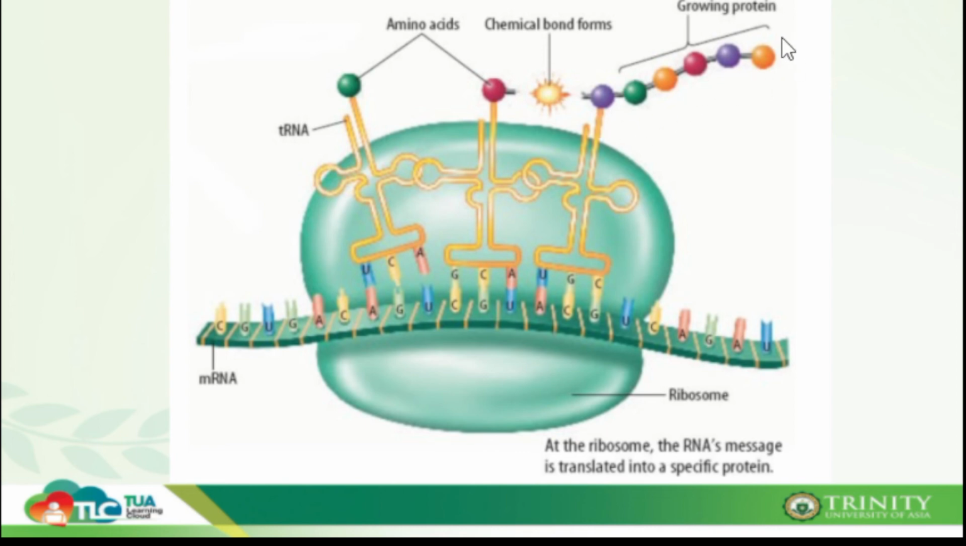So what is that first amino acid again? Always methionine. Kasi that is the start codon, AUG. And what will be the last? Either UAA, UGA, or UAG.